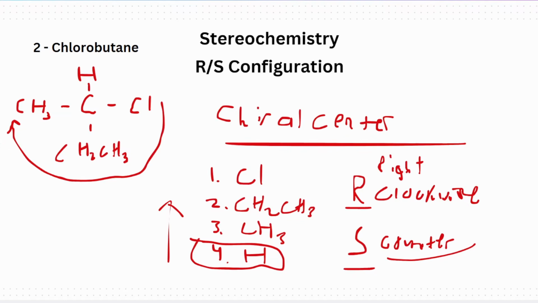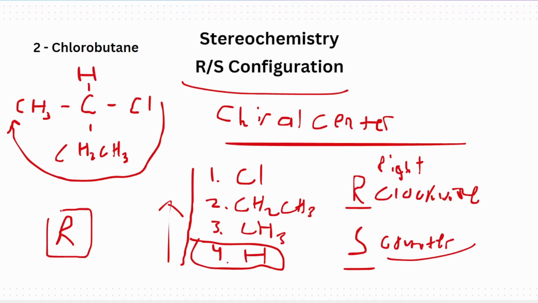Like I mentioned, you're always going to have to reorient it based on these. It just happened to be that all the priorities were already oriented for us in this way. So essentially, you just look and see that it's clockwise, and you can use that to determine it. Follow those steps, and you'll always be able to figure out the RS configuration. In this case, our final answer is R, because of the clockwise direction of the priorities.